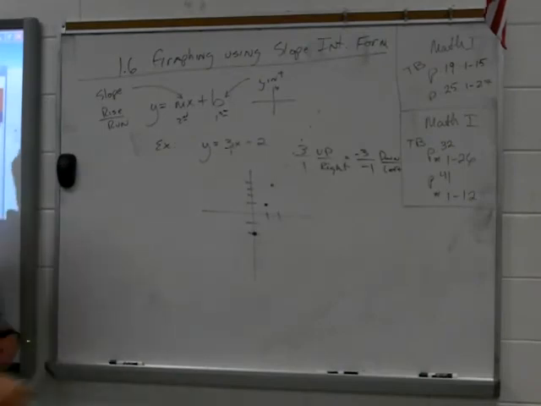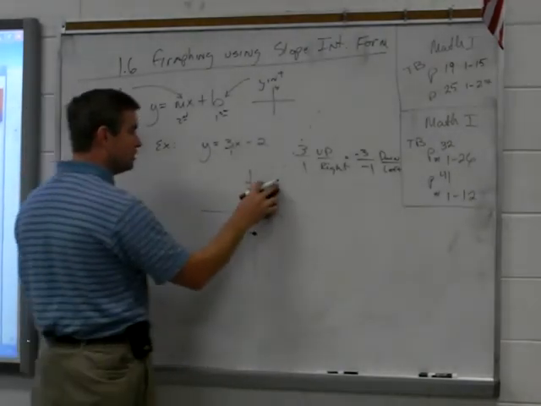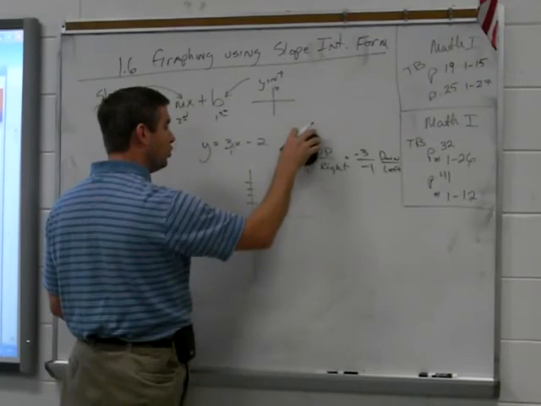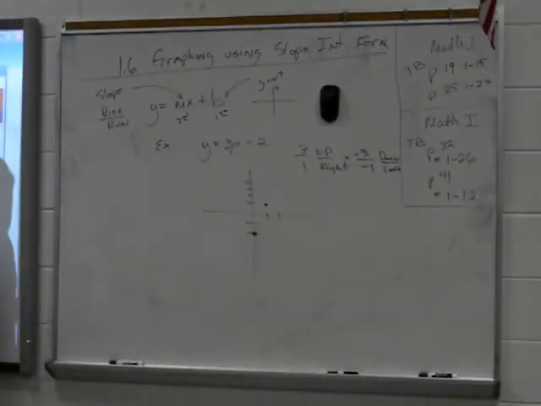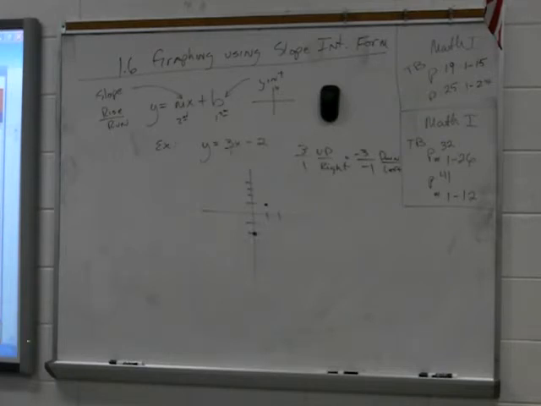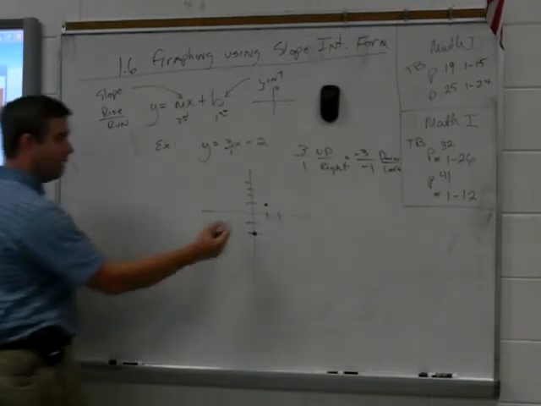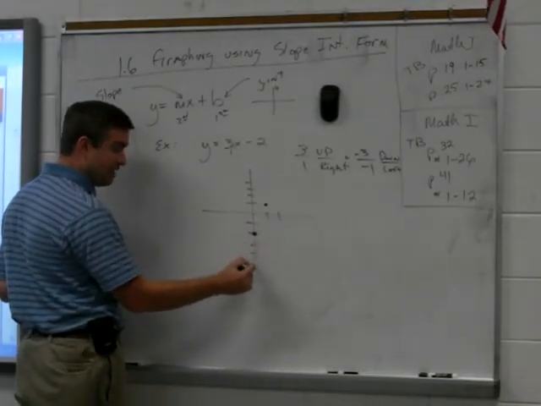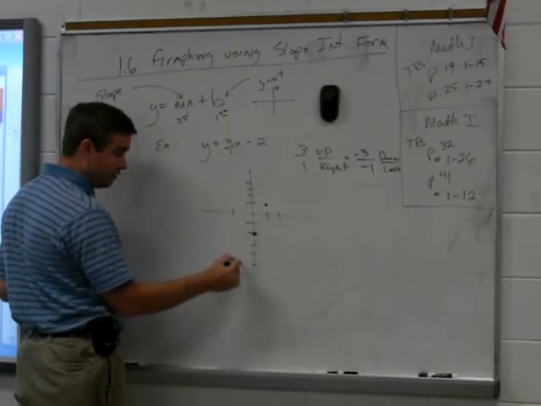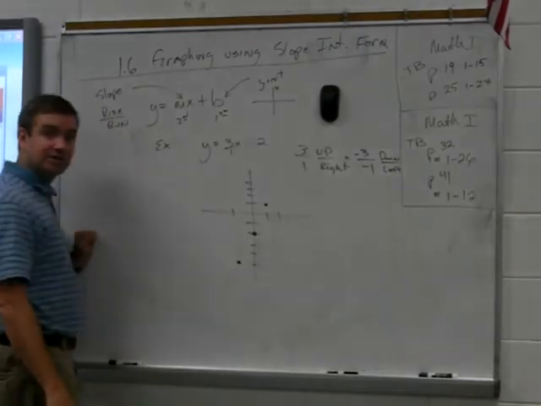Okay? But most of the time, what I want you to do is 1 point in one direction and 1 point in the other direction. You can do 2 points in the same direction. But what I'd like you to get in the habit of doing is 1 in one direction, 1 in the other direction. So if I went up 3 and right 1, what do I need to do now? Down 3 and then what? Left 1.